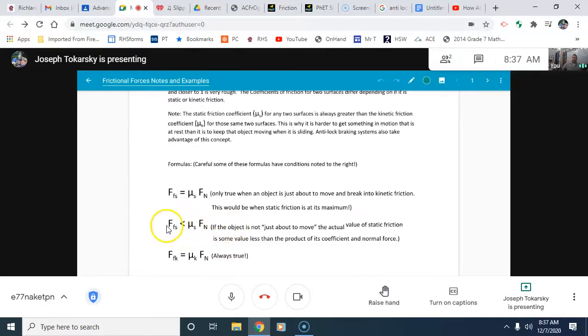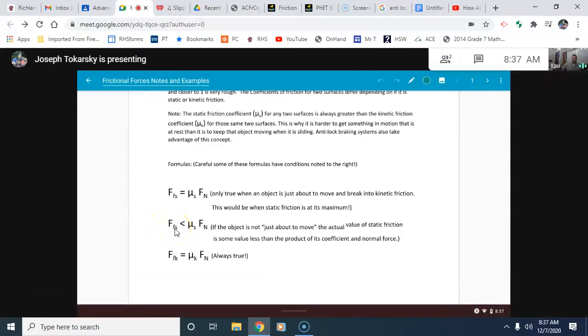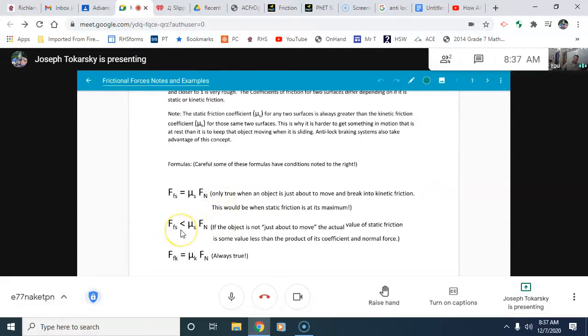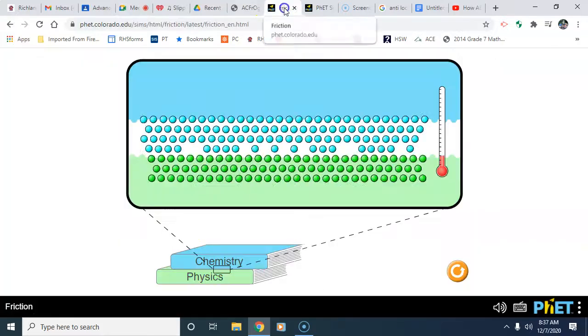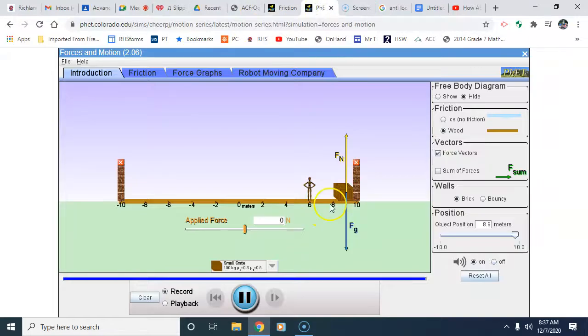As you're pushing harder and harder on a steel object, on a non-sliding object, let's say, but not hard enough to slide it yet, your static frictional force builds up to this breaking point value. So at that point, if it's not just about to slide, we have to say it's not equal to mu times normal force. It's some value less than it. And we could show that idea well visually.